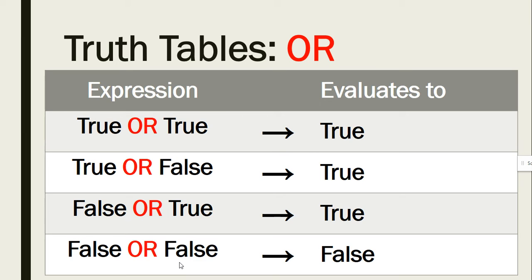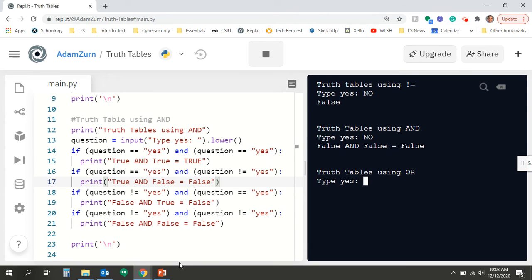And the second one, the first one could be false, and the second one could be true. Still going to evaluate as true. And then finally, in the fourth one, both are evaluating as false. So neither of those statements is proving true. It's going to come back false. So let's take a look at that, and that's where I am. So I'll start by typing yes.